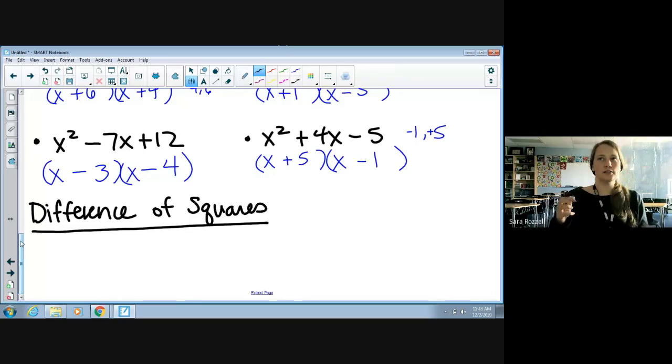A difference of squares, those two words, difference means we have a subtraction problem, and squares means both of the terms are perfect squares. Okay.